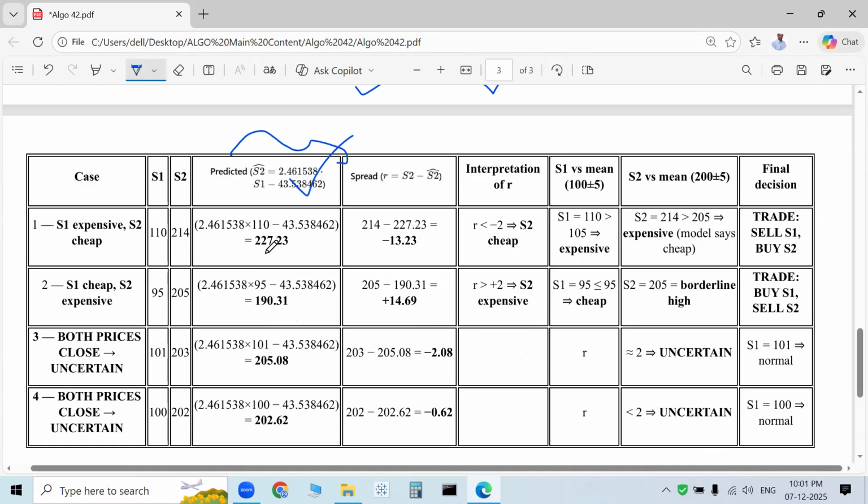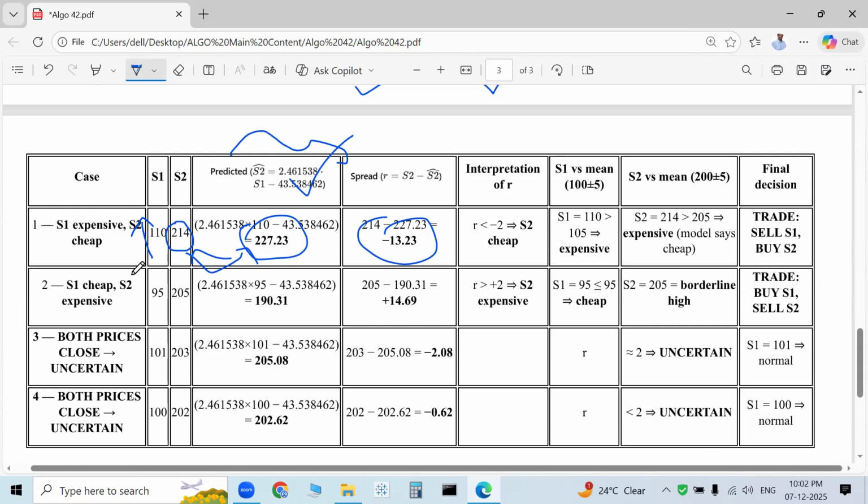Once we get this equation, we just need to find out which one is expensive and which one is cheap. So let's consider S1 has moved up, but S2 was standing on the same value. As per the logic, what would be the movement in S2 we expect? With machine learning, we come to know this should be 227. But the current value of S2 is 214, so the total difference is minus 13 rupees. That means S1 has already moved up, but S2 has not moved up. So we are going to sell S1 and buy S2.